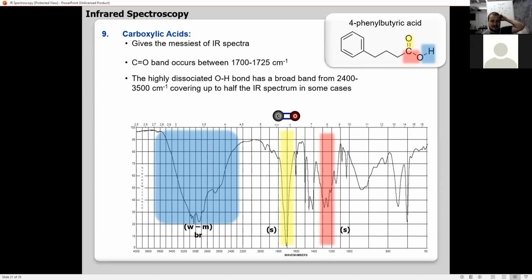So carboxylic acid, if it looks messy, it's a carboxylic acid. We've got this massive dip here that indicates our OH bond. We've also got our carbon to oxygen double bond, and that's how we know it's a carboxylic acid. One of the practice questions will be a carboxylic acid, and you should be able to pick it up super fast.